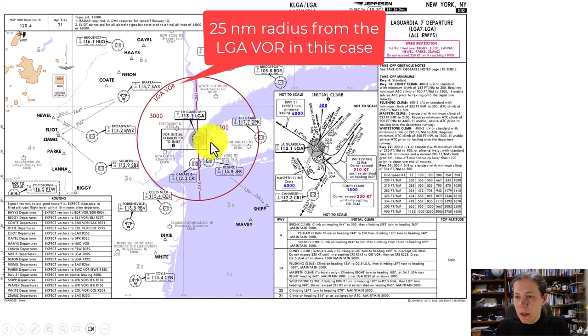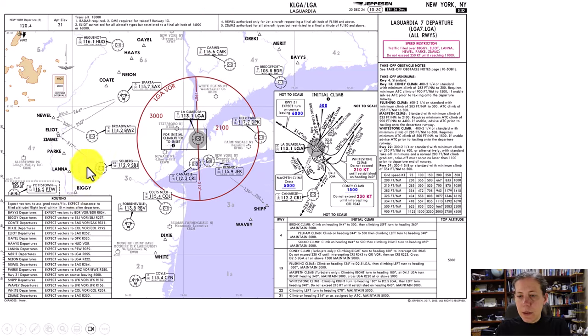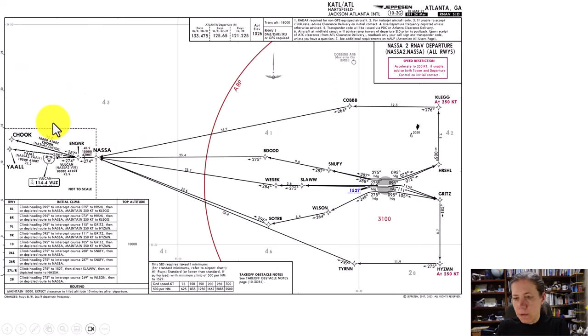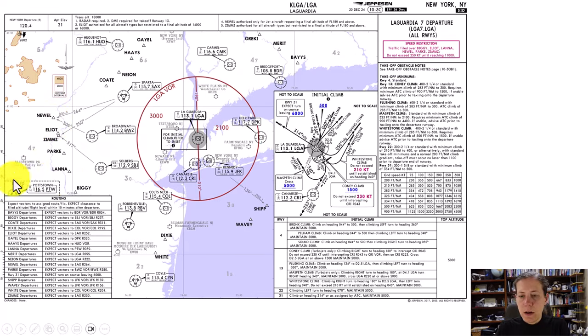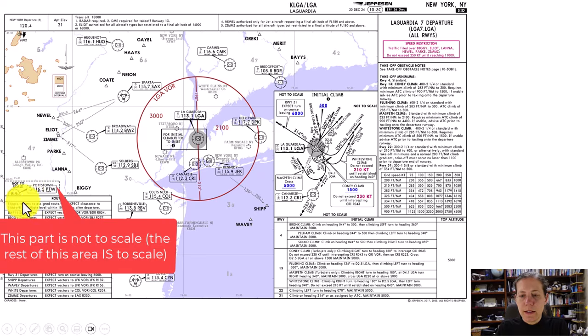Okay. This is all to scale, like I said, other than if it says it's not to scale. For example, right here over at Pottstown VOR, that is not to scale. But all these other items on this chart are to scale.